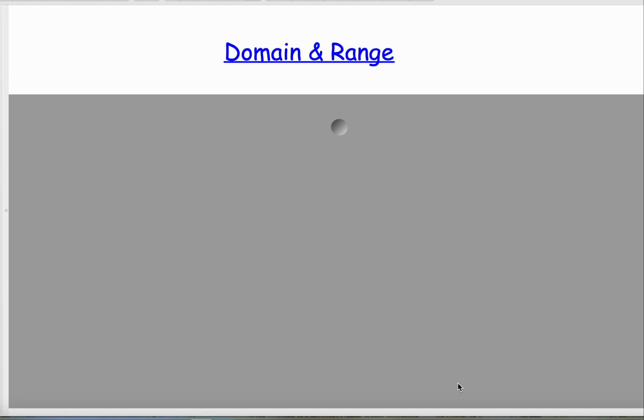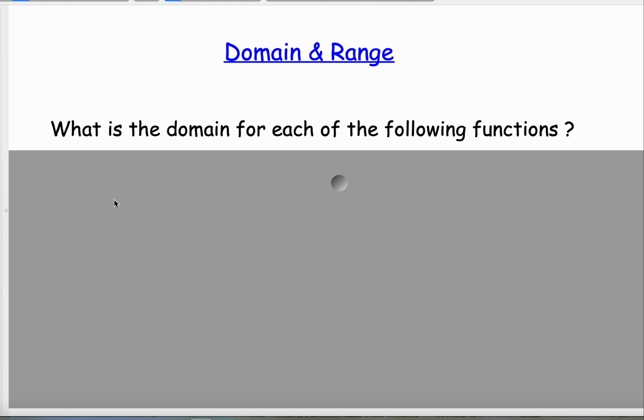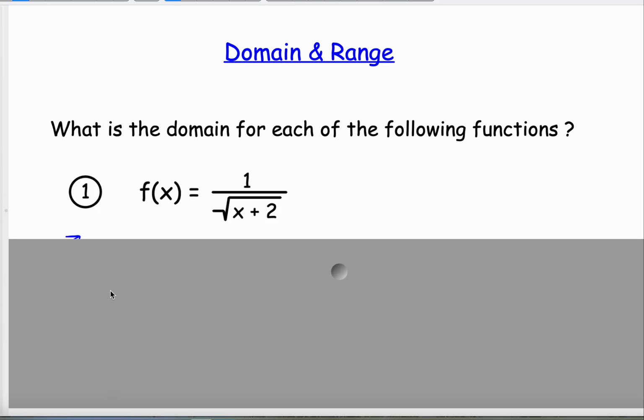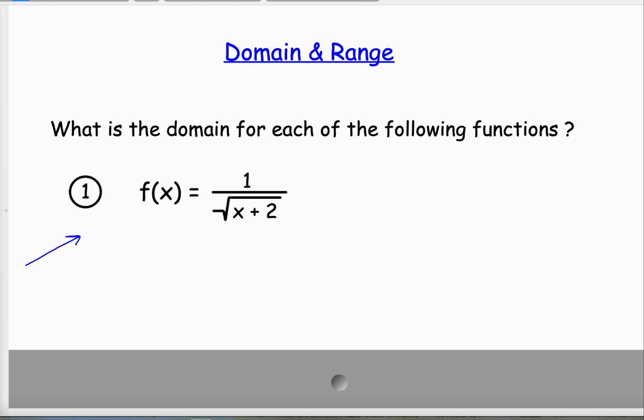Let's continue talking about functions. Let's focus on the domain and the range. So what's the domain for each of the following functions? All right, so we look at this first one.